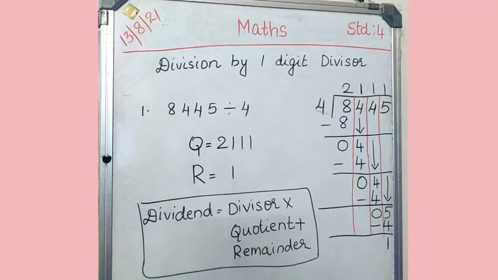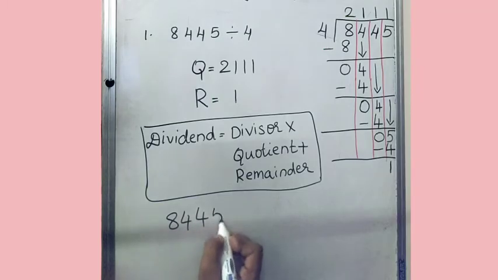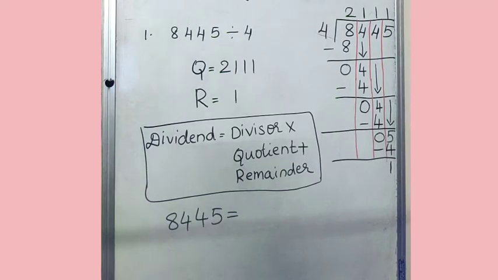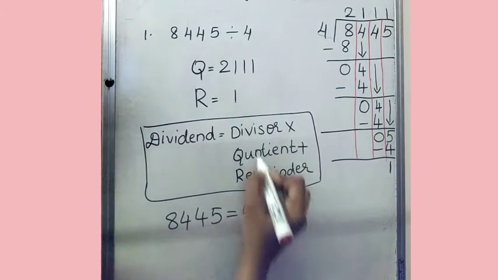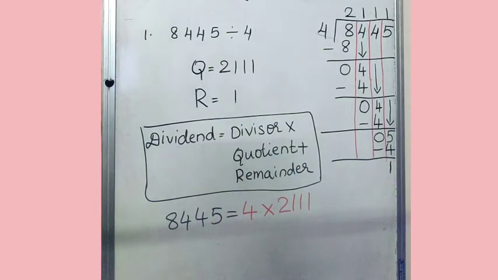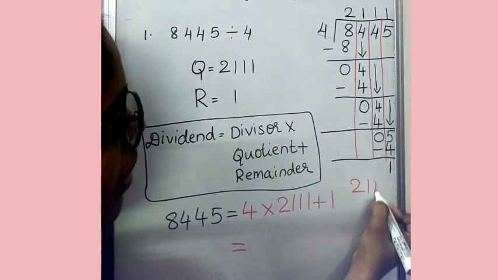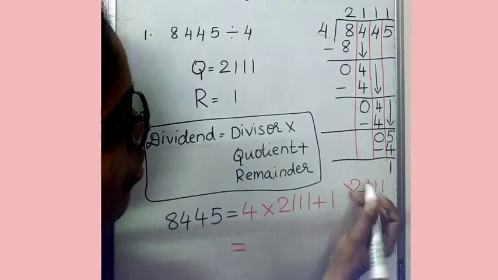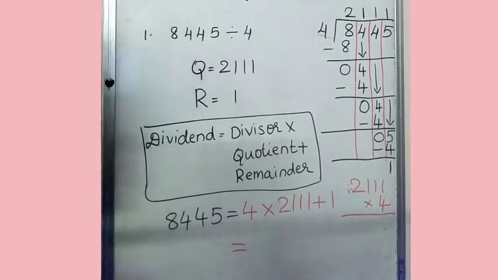Here, dividend equals which number? Dividend equals 8445, equals divisor, which number? 4. 4 into quotient 2111 plus remainder 1, that is equal to 2111 into 4. Find out the answer.